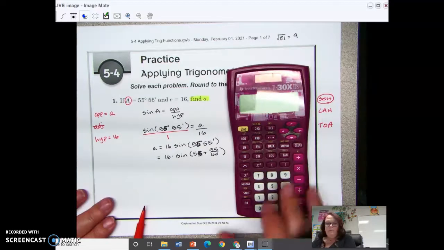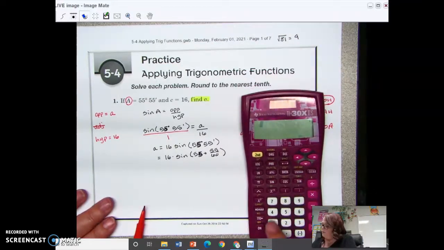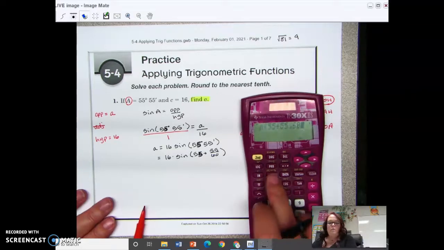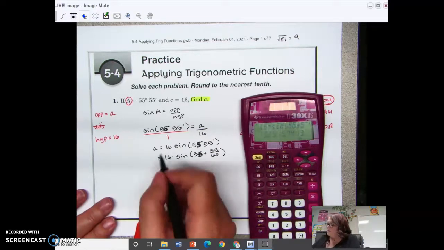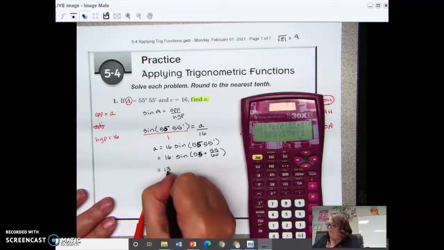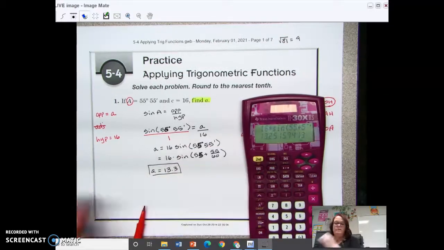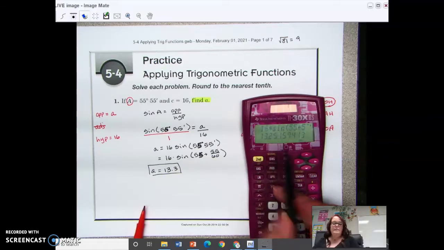So mine is a forward-thinking calculator. So I'm going to do 16 times the sine of 55 plus 55 over 60. Now you can use your fraction button or the divided by button. Close that, and we get 13.3. So notice it did say rounded to the nearest tenth, and so I looked to the right of the 2, and the 5 said make it bigger.